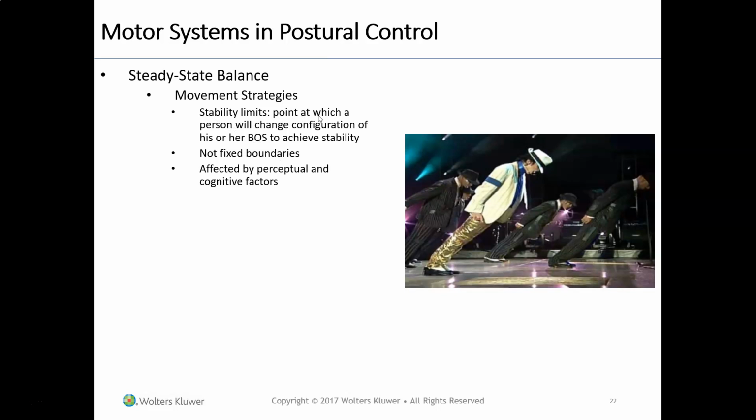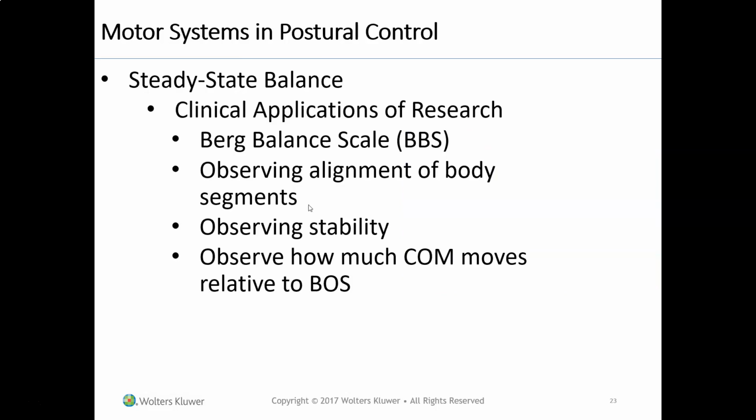Stability limits are the point at which a person will change the configuration of his or her base of support to achieve stability. The ankle strategy is the best to use. Then we go into the hip strategy, then you step and reach. These are not fixed boundaries; they're affected by perceptual and cognitive factors.